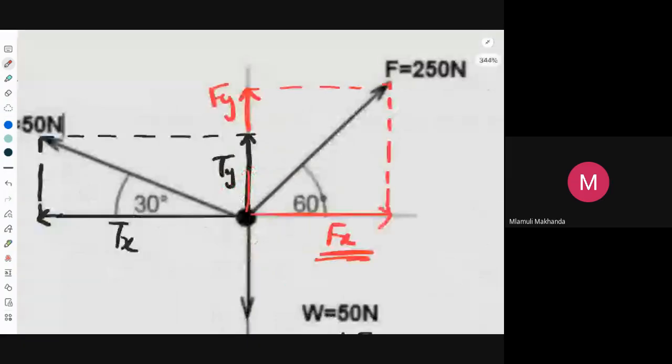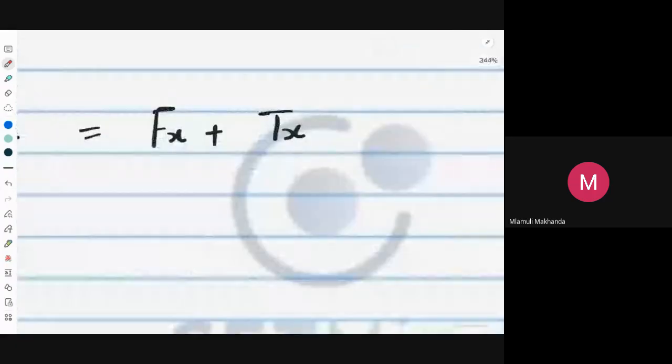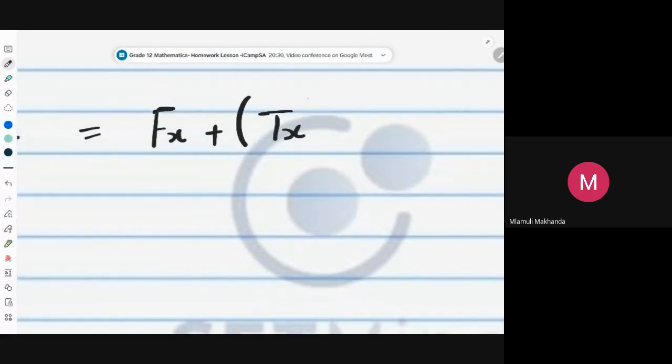So Tx is negative. Why is it disagreeing with us? Because we said we are going to the positive. Why is it going there? Why is it going this way? So it is negative. So it's a fake friend, if you know fake friends, right? So let's go here and write it. So when you are summing here, what does that mean? It means you come here and you put it as negative.